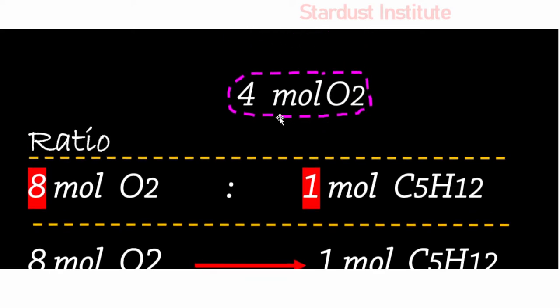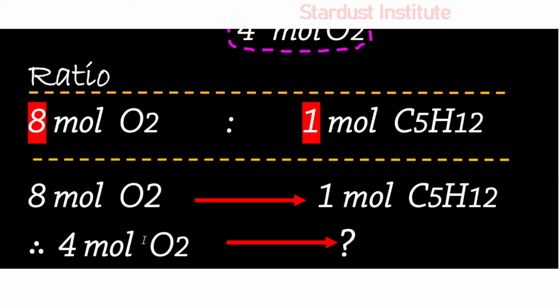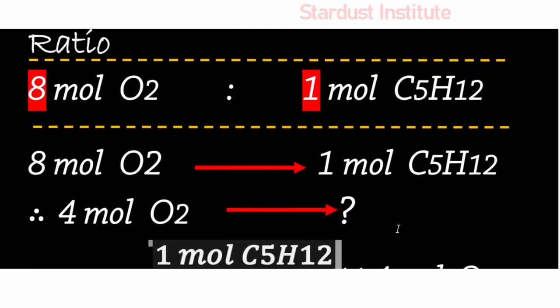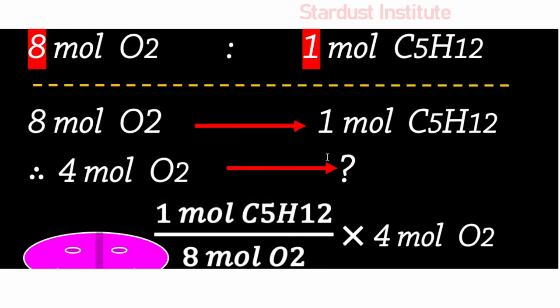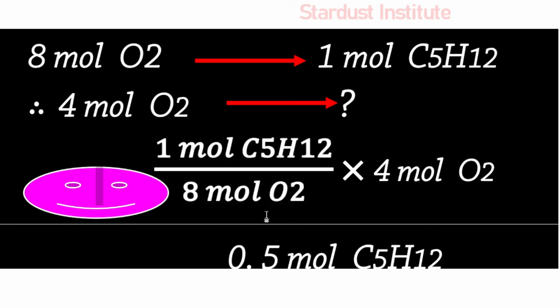Now we have 4 moles of oxygen. Now we need to find, to react with 4 moles of oxygen, how many moles of pentane are required. We can find the answer in this way: 1 mole pentane C5H12 divided by 8 mole oxygen multiplied by 4 mole oxygen.